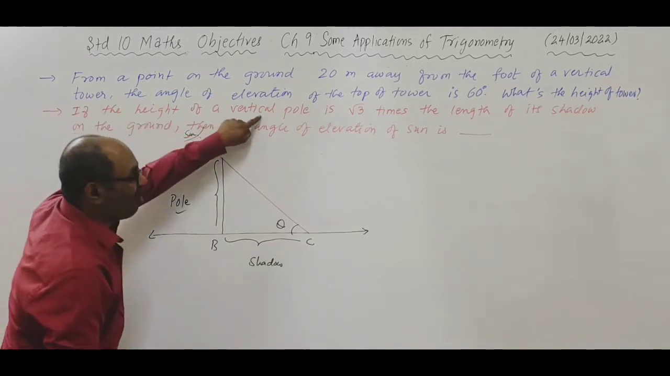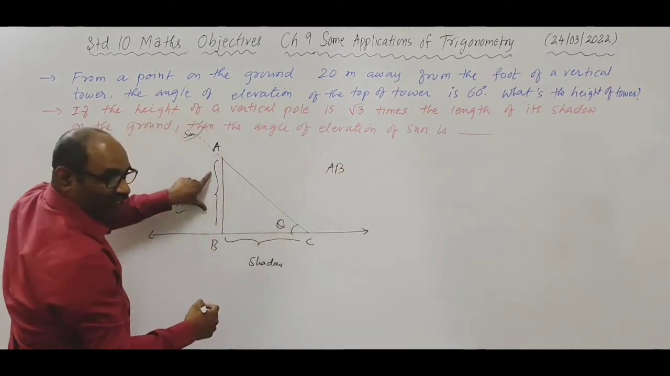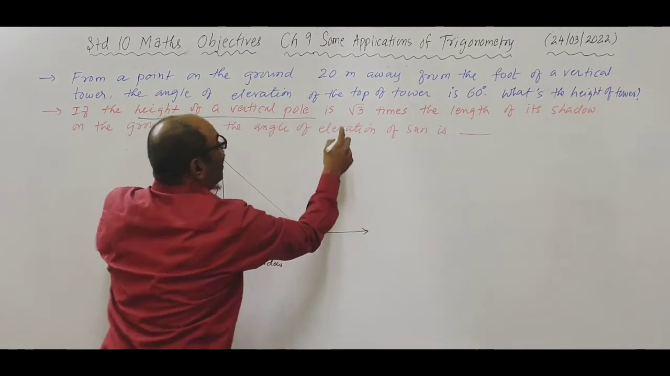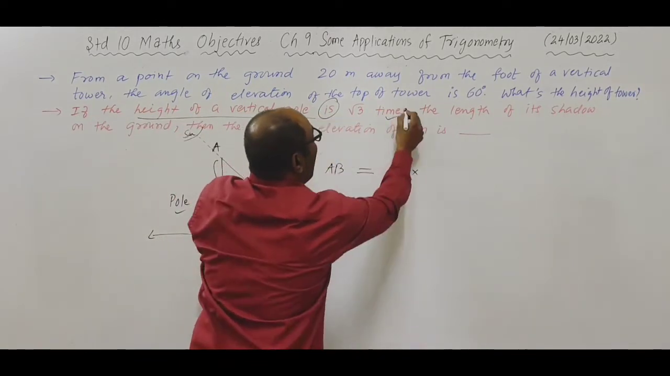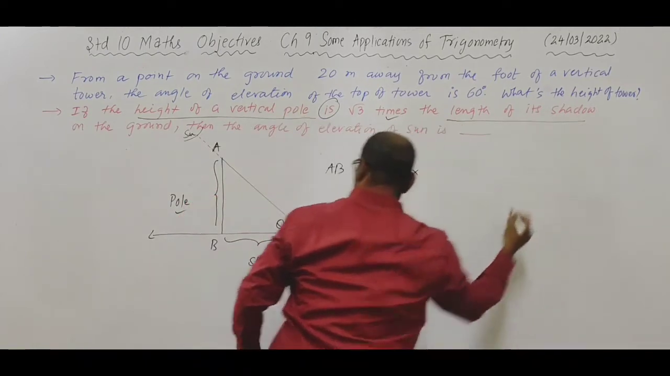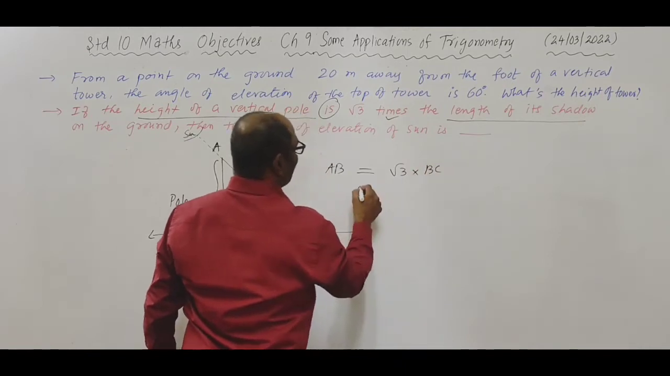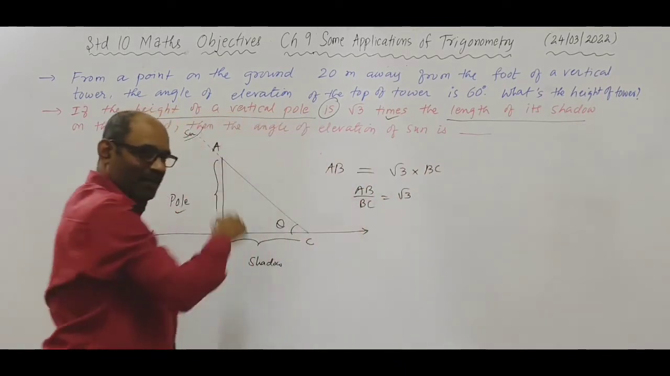If the height of the vertical pole, that is AB, is equal to √3 times what? The length of the shadow. And what is the length of the shadow? BC. Very good. So AB upon BC is equal to root 3.